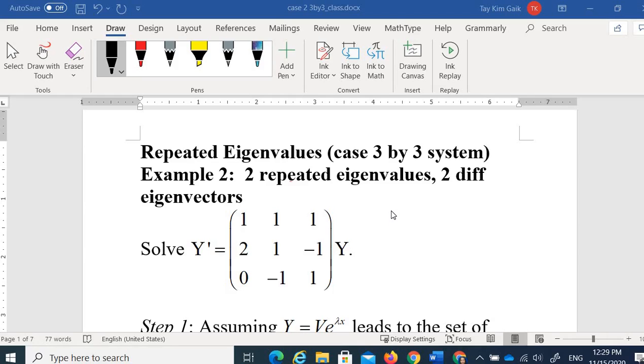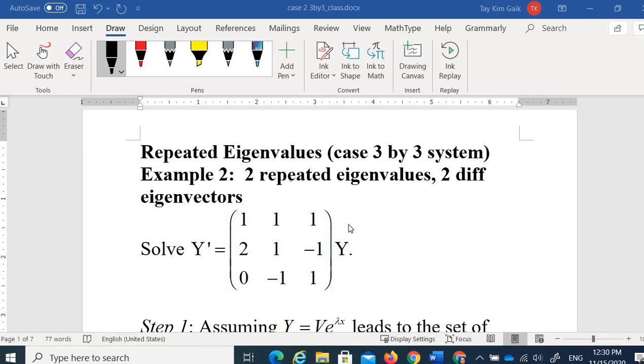Okay, good afternoon. We are going to continue the repeated eigenvalue for the case of 3 by 3 system. The second example is where we have two repeated eigenvalues which give only two different eigenvectors. For example, solve y prime equals the matrix [1, 1, 1; 2, 1, -1; 0, -1, 1] times y.